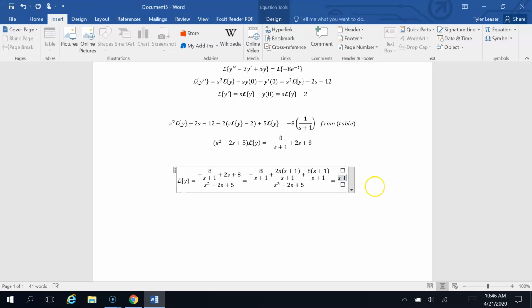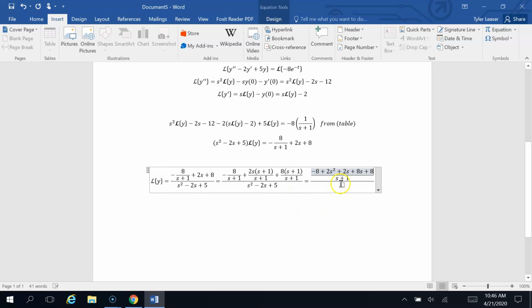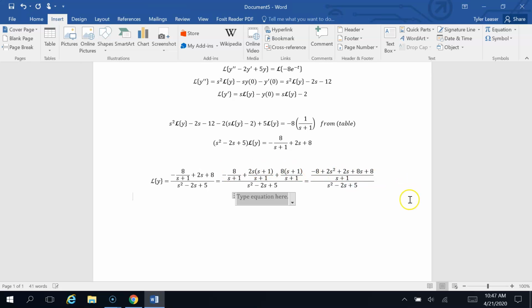So it's going to have an s plus 1 in the denominator, and then all of that stuff up top, we have a negative 8. I'm going to go ahead and distribute some stuff, so we're going to have a plus 2s squared plus 2s plus an 8s plus an 8. My denominator stays the same, the s squared minus 2s plus 5. All right, so this line here was just distributing out the parentheses, then adding all of those terms together.